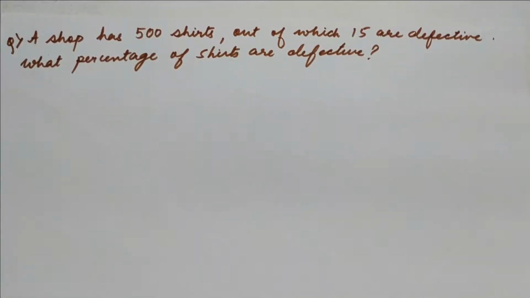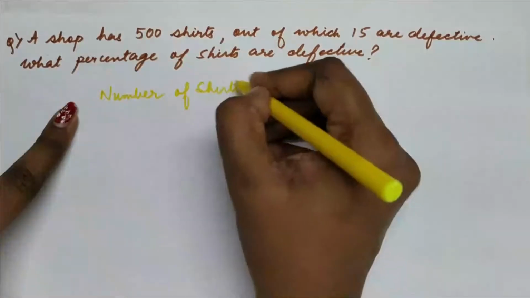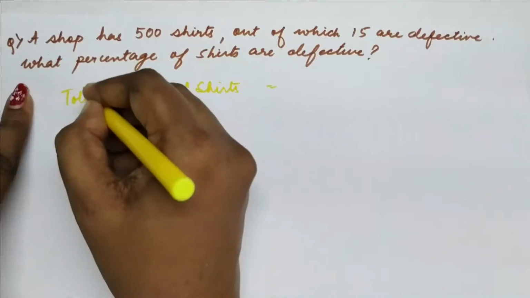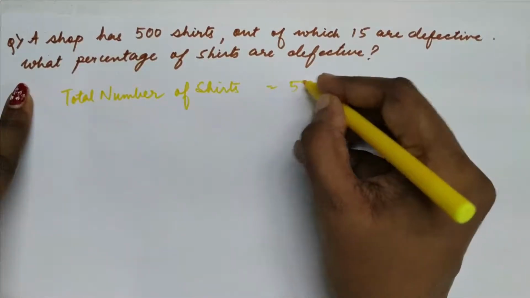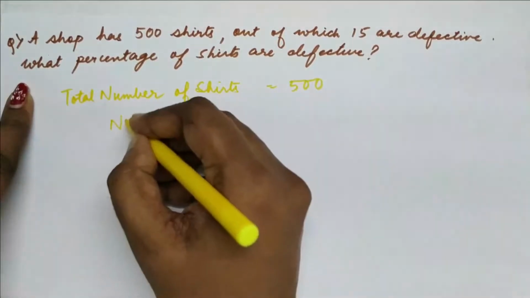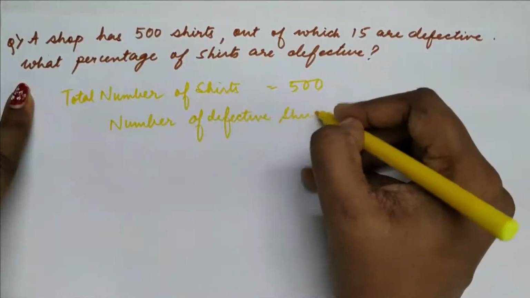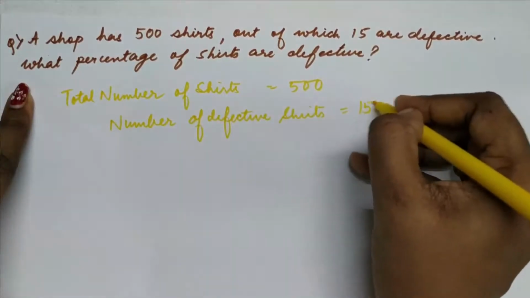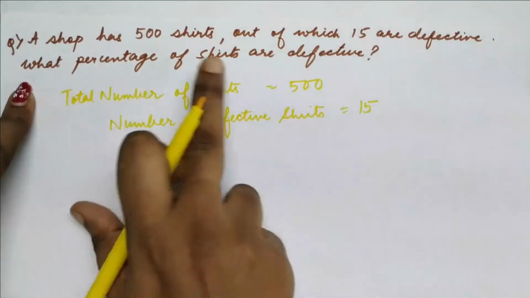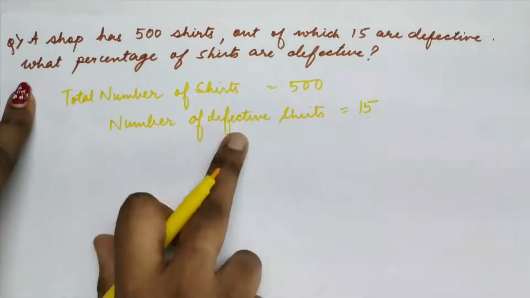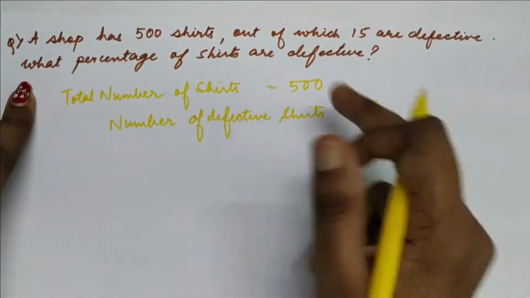What percentage of shirts are defective? So how many shirts is the shop having? Let us write. Total number of shirts is 500. Number of defective shirts is 15. So what percentage of shirts are defective? Now, 15 are defective out of 500.